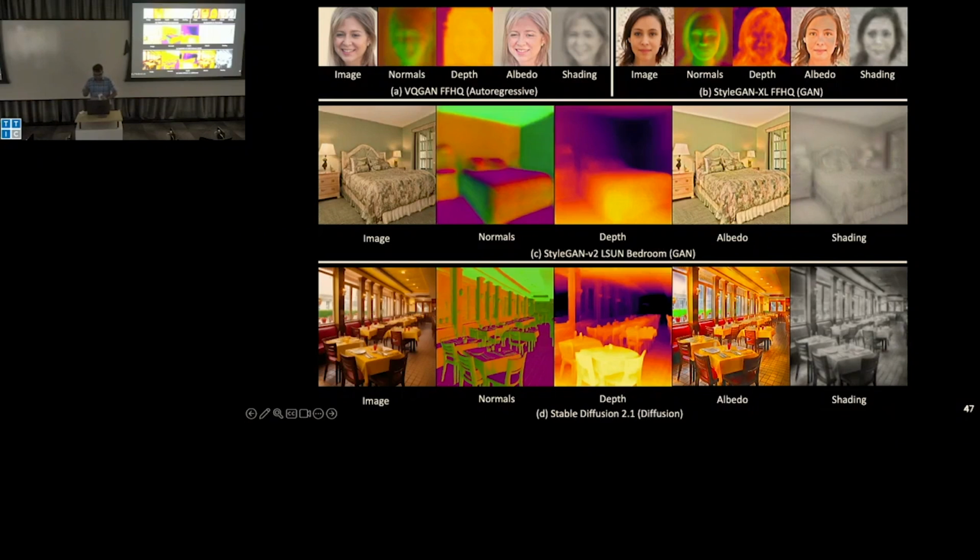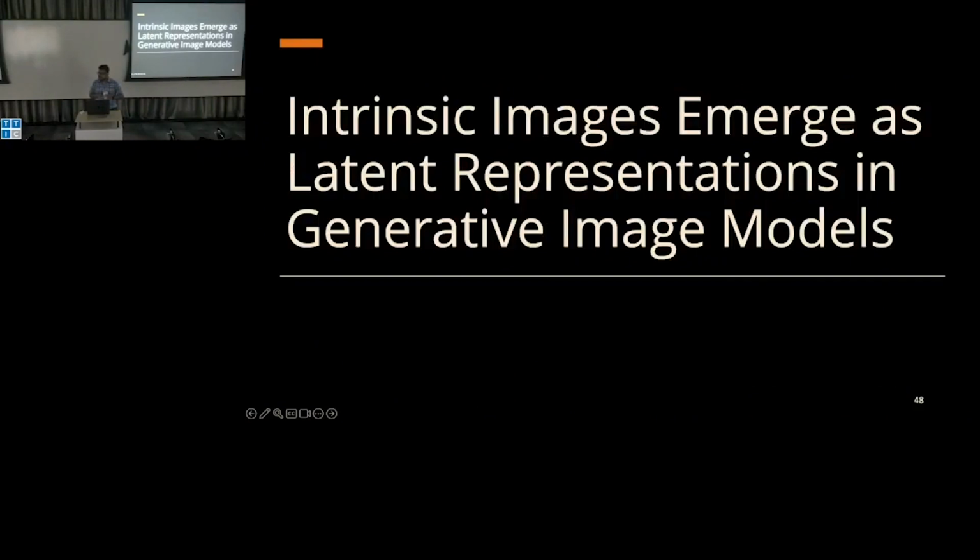I'll not go into the details of how we recover intrinsic images from this model, but we use the same protocol which we apply to all generative image models and we can recover them. But the important thing to note here is that all these intrinsic images emerge as latent representations in generative image models. And not just one generative image model, we apply this to any given generative image model and we can easily recover them.